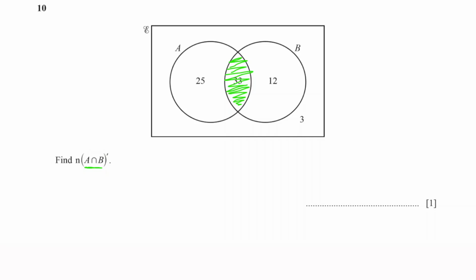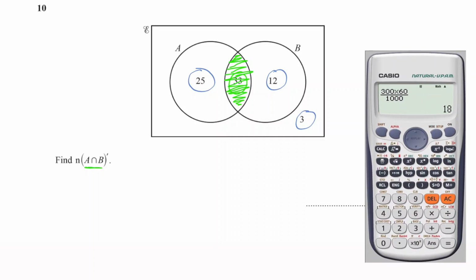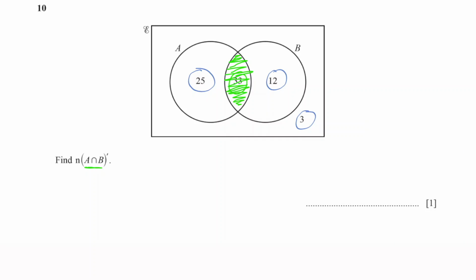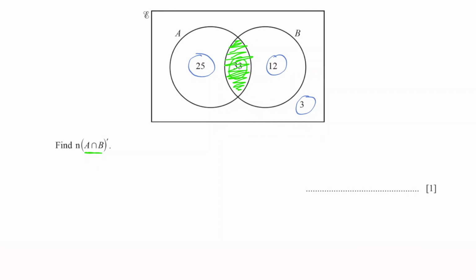So the things that are in A intersection B are 33. I just shaded it. The things that are not in A intersection B are 25, 12 and 3, that we have to add using a calculator. So let's add 25 plus 12 plus 3 and that gives me 40. So the number of elements in A intersection B dash is 40. How does it come? 25 plus 12 plus 3.